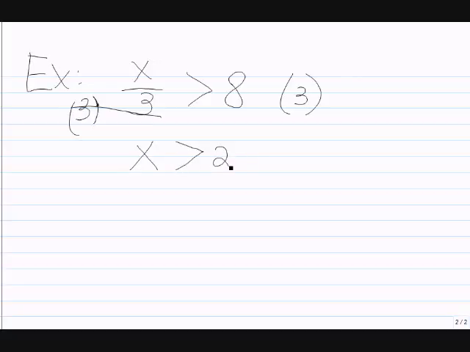So here we go again on my graph. I'll put 0 here. I'll put 24 over here. I'll put an open circle over 24, and that's all numbers greater than 24. All the numbers that are greater than 24 are to the right of 24. Okay, there's example number 2. Third example.